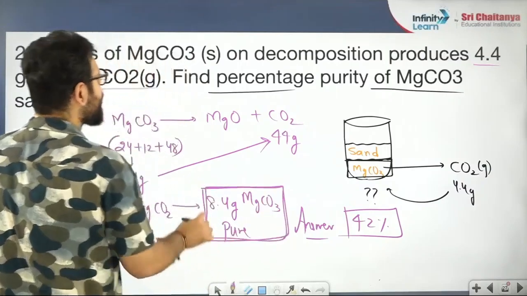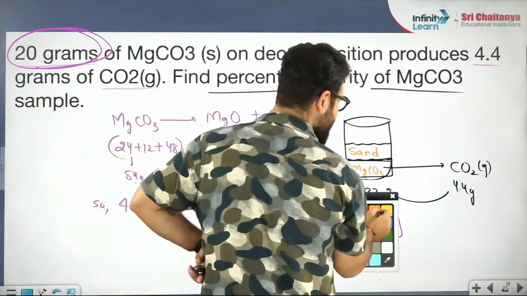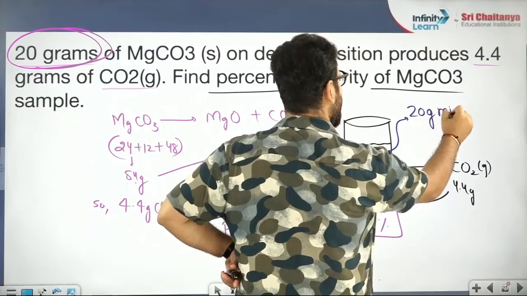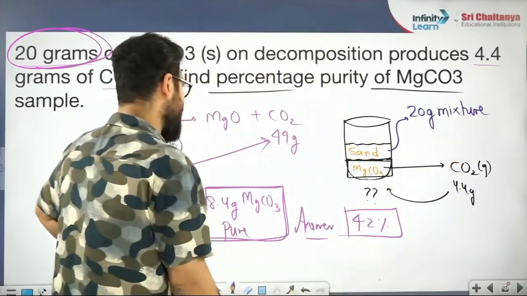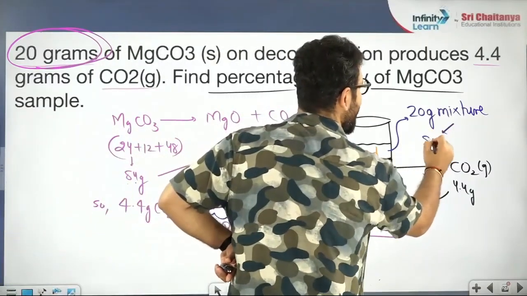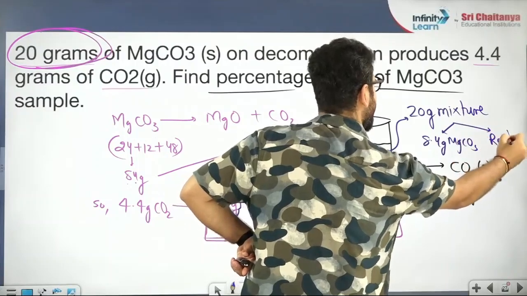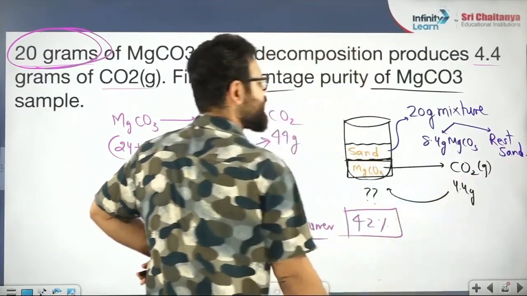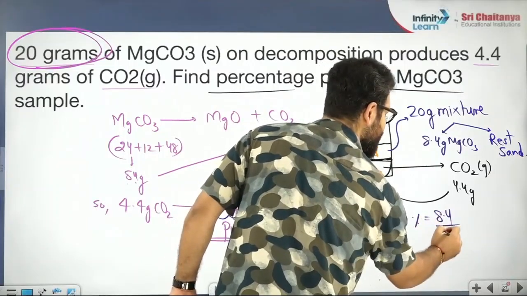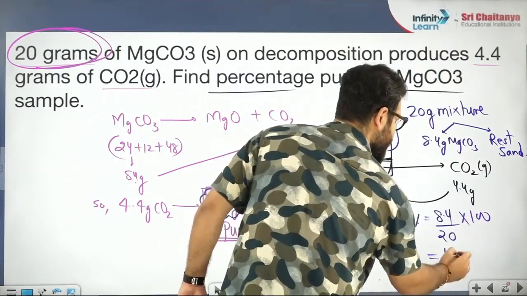That means out of the total 20 gram of the mixture, this was a 20 gram mixture. Now in this 20 gram mixture, I just came to know that 8.4 gram is MgCO3, the rest is sand. That means the percentage purity is 8.4 gram MgCO3 by total 20 gram into 100. So it is 42%.